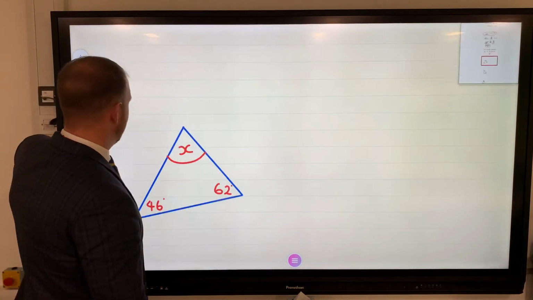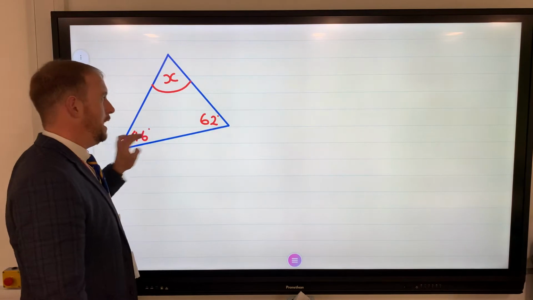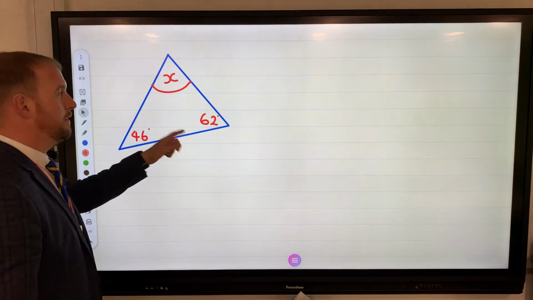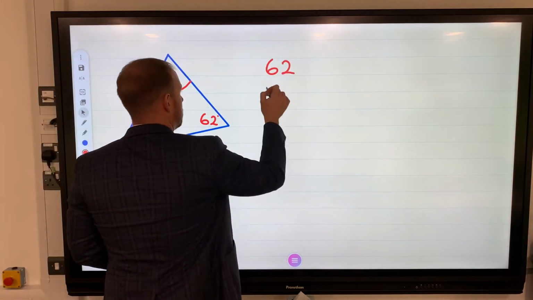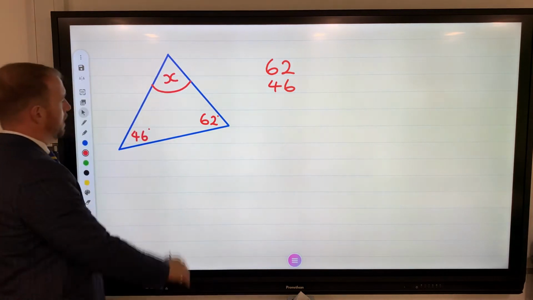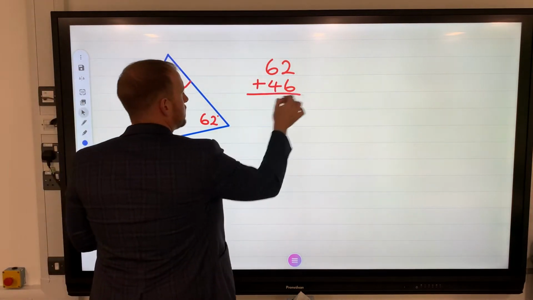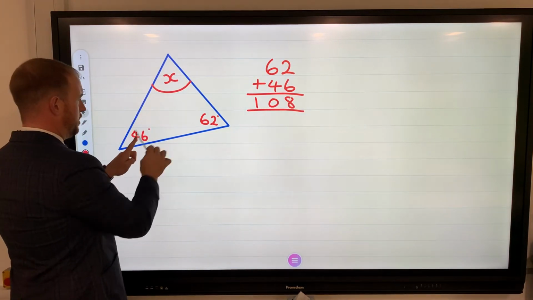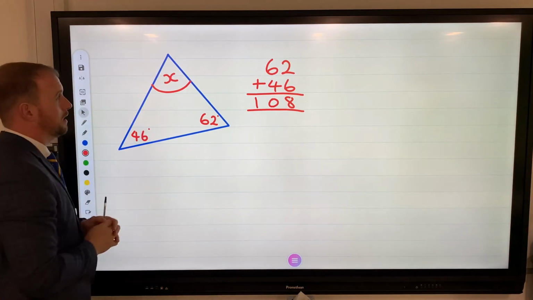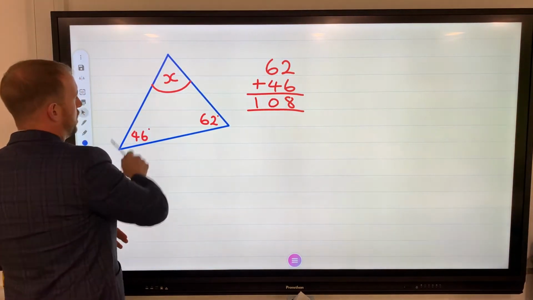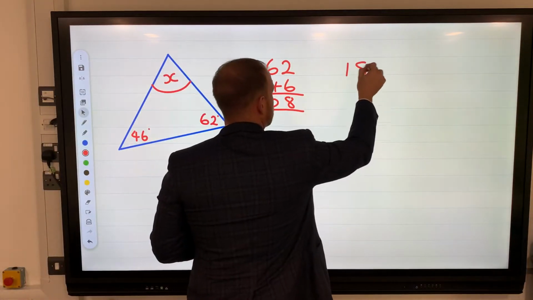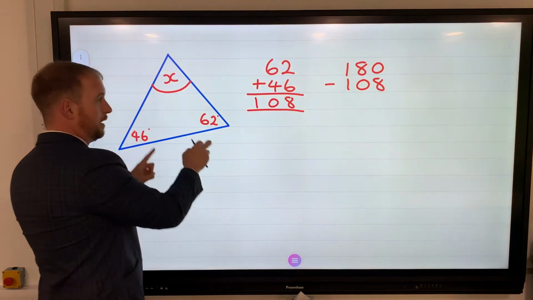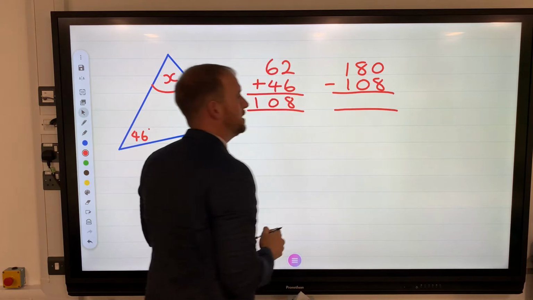So let's look at this triangle. We know they all add up to 180 degrees. So let's use these two angles that they've given us. I have 62 and 46. Let's add these two together to have 108 degrees. Then we can use the total of these two to calculate our missing angle at the top. Now, the total of all three angles is 180. Let's subtract the 108 of these two angles to leave us the missing angle.